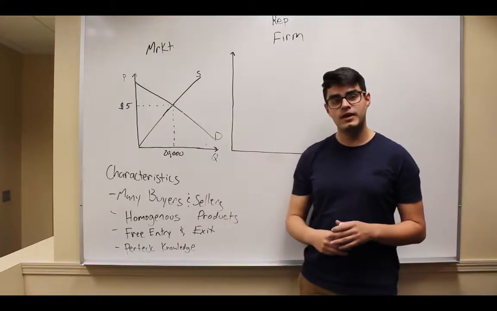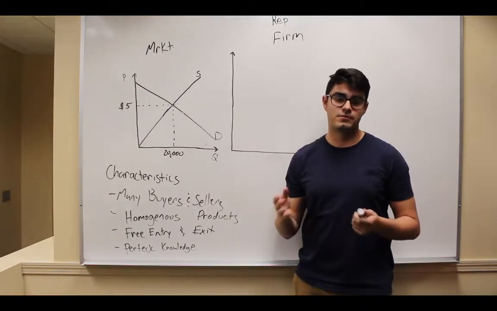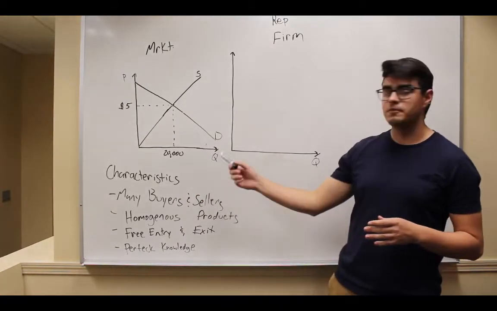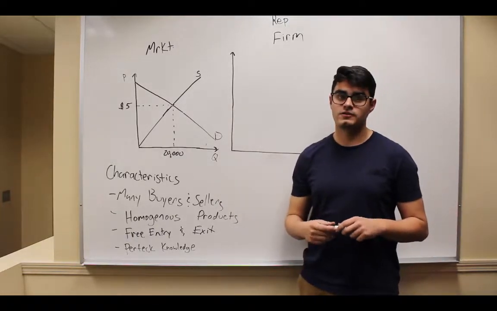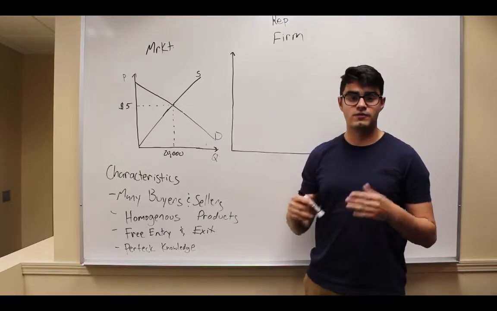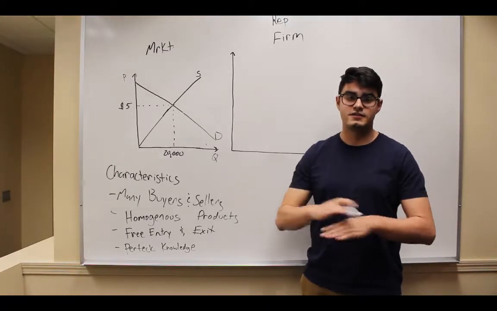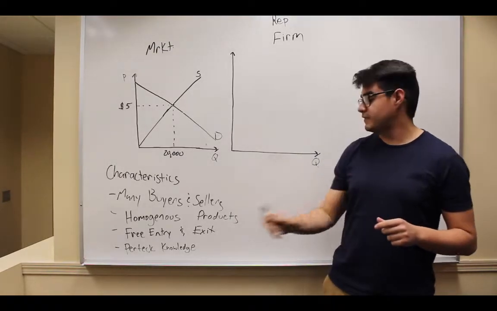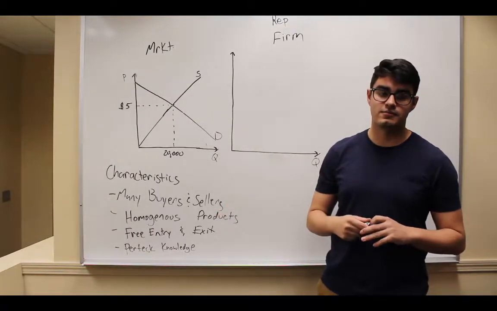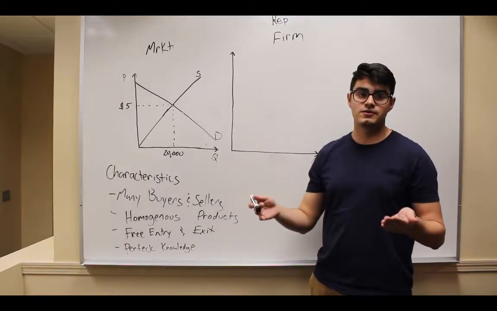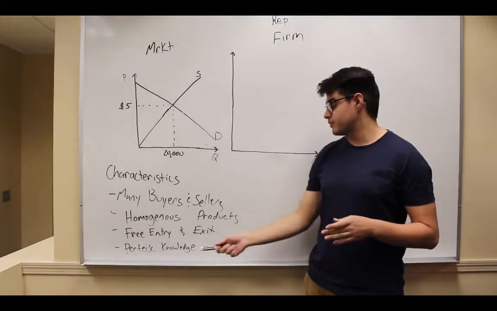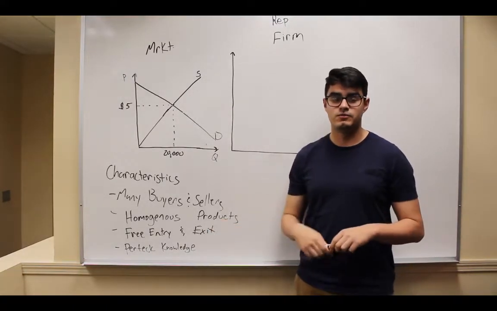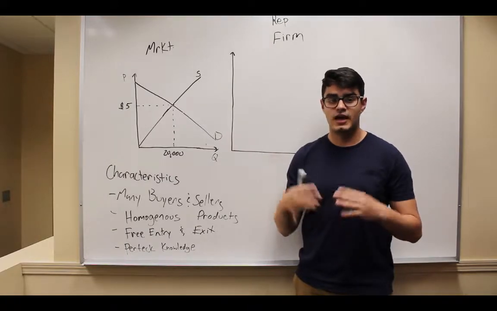First we're going to be going over perfect competition. There are four main characteristics for perfectly competitive firms. One, there are many buyers and sellers in the market. Two, there are homogeneous products, which means that for each firm, whatever product they're selling is the same across all firms. Three, there is free entry and exit into the market. That means firms can enter or leave the market without barriers. And four, there is perfect knowledge in the market, which means that both consumers and producers have the same idea of what's going on.